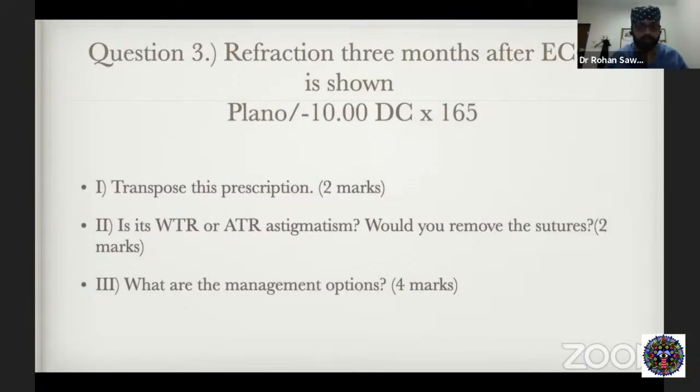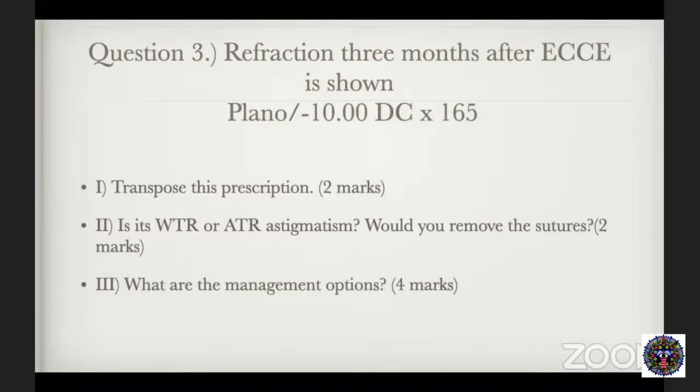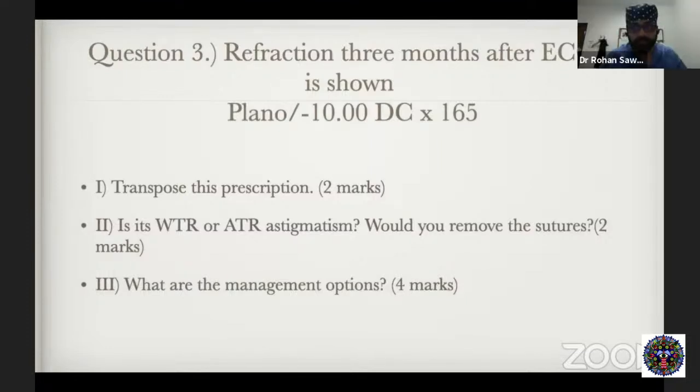Now coming to the management options. The first option, which you have already discussed in the last question, that is suture removal with glasses. That could be one option. What is the next option which you would offer to the patient? You could offer toric contact lenses.